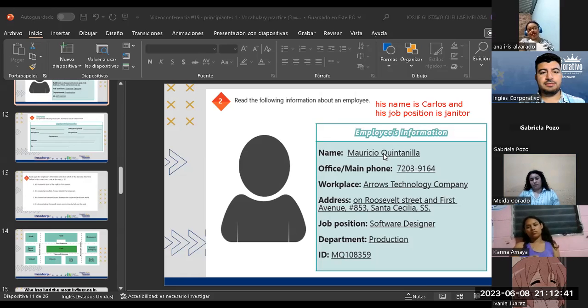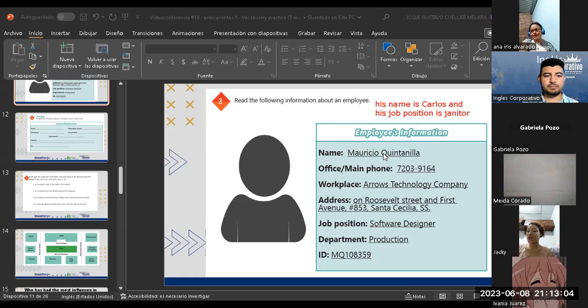Her name is Jota Alemán. Office phone is 71-63-12-55. Okay, his name, ¿verdad? Porque dice el nombre, ¿verdad? No. His name is. Okay, Jackie, are you ready? Her job position is analyst. She works in ProAmerica Bank. Very good. And Bea, please.